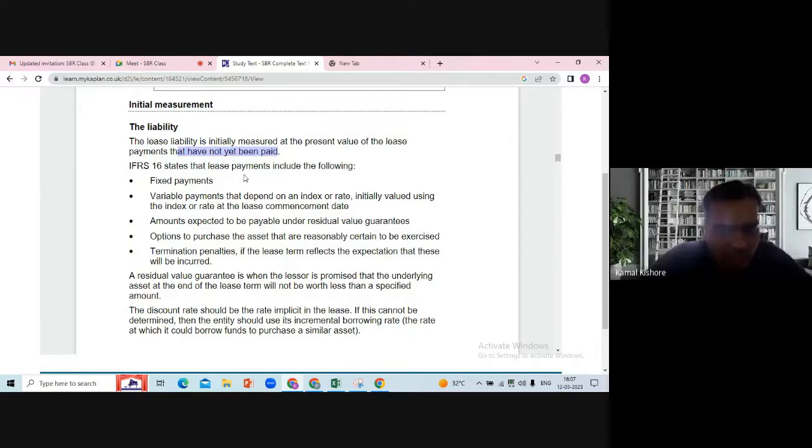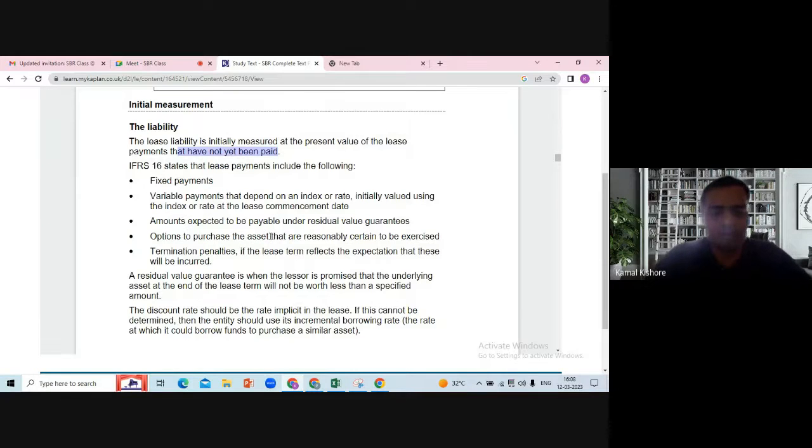Include the fixed payments, variable payments. Any variable payments later, depending upon, say, an arrangement that if you use the asset beyond this level, then you'll have to pay more, something like that. Amounts expected to be payable under any residual value guarantees.